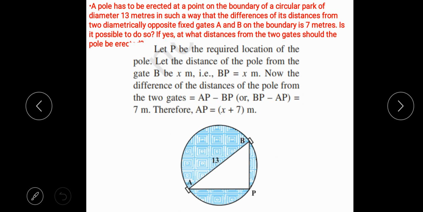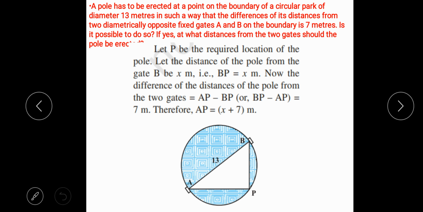Now the next question is: a pole has to be erected at a point on the boundary of a circular park of diameter 13 meter. We have a circular park in which a pole is erected at the boundary of the park, in which the diameter is given as 30 meter, in such a way that the difference of its distances from its two diametrically opposite fixed gates A and B on the boundary is 7 meter.